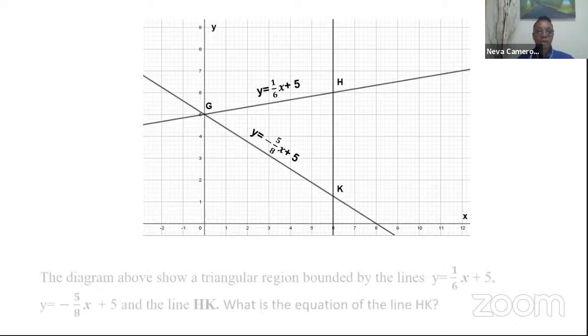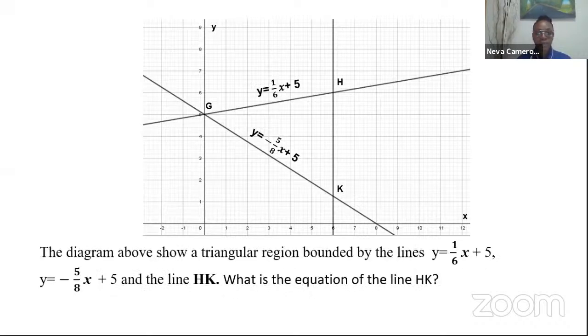Now, I'm going to have you look at the question. The lines are already drawn for you, but two of the three lines are labeled. We see the X and Y axes there, but there's a line that is not labeled. We have the line GH labeled y equals 16x plus 5, and the line y equals negative 5/8 x plus 5. The diagram above shows a triangular region bounded by these two lines, y equals 16x plus 5 and y equals negative 5/8 x plus 5, and also the line HK.